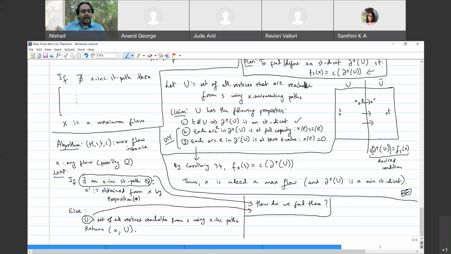Okay. In that case, how many times will we be doing incrementations? Observe that if the original capacities are integers, then the beta you compute will always be an integer. And each time you will increase the value of the flow by at least 1. Therefore, in a finite number of steps, your algorithm will terminate. Okay. So this is in fact the Ford-Fulkerson algorithm.